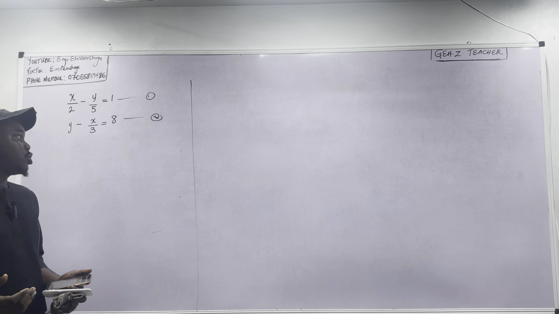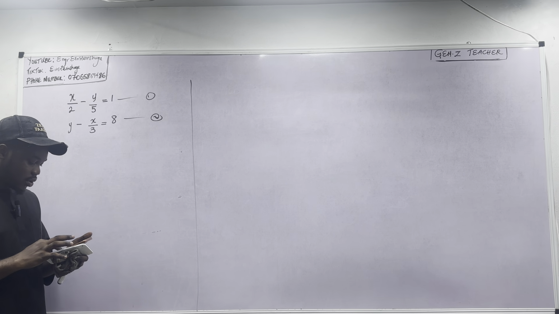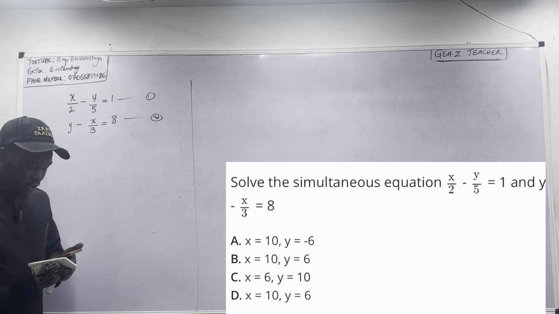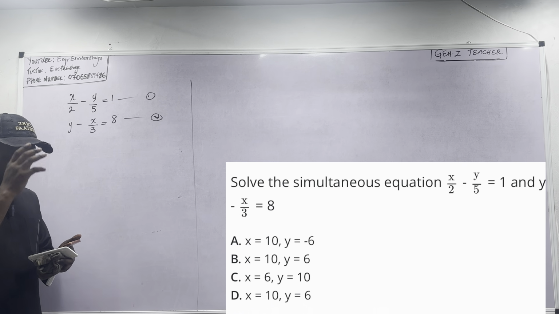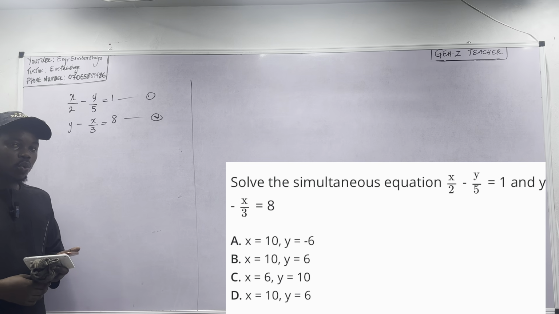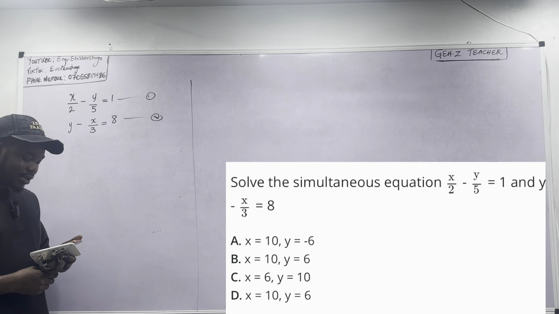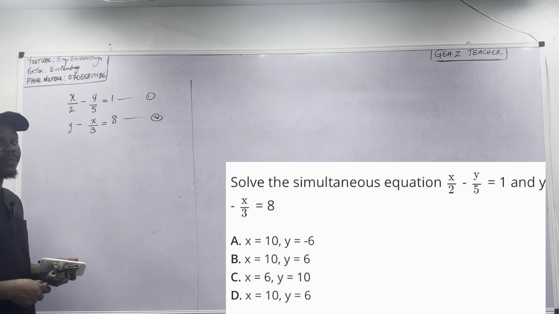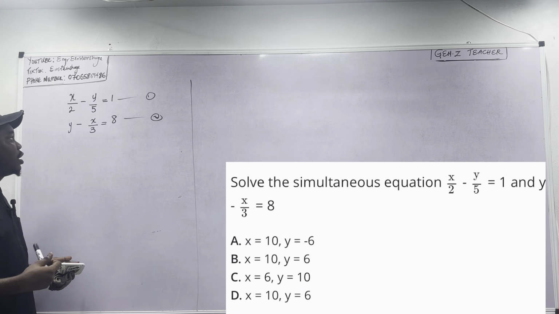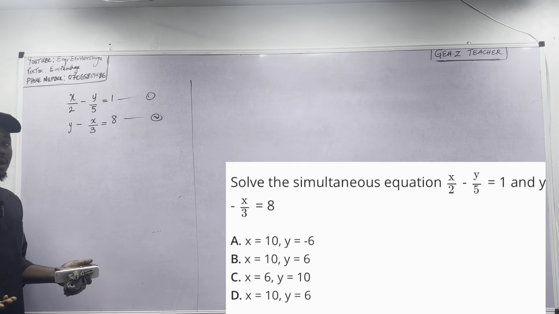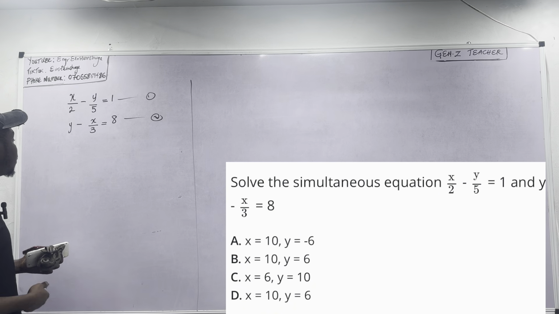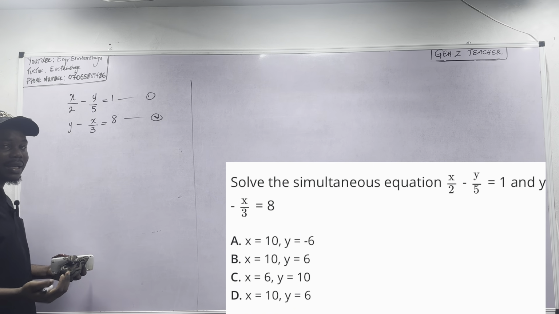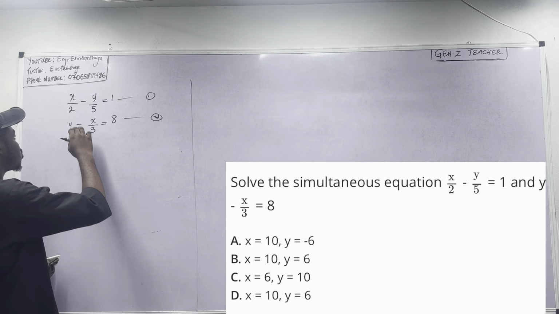Question number 3, as shown on the screen, it says, solve the simultaneous equations x over 2 minus y over 5 equals 1 and y minus x over 3 equals 8. Now quickly we can solve by either substitution or elimination. But before we do that, let's try to make the fractions somehow linear. So we're going to multiply each equation by the LCM of the denominators. Now quickly, 2 and 5 will have 10 as the LCM. We're going to multiply equation 1 by 10.